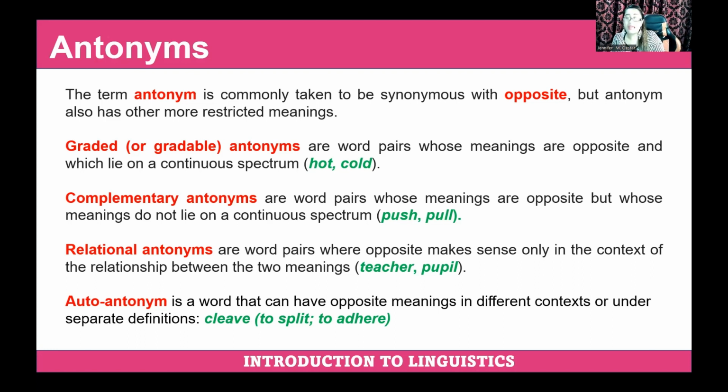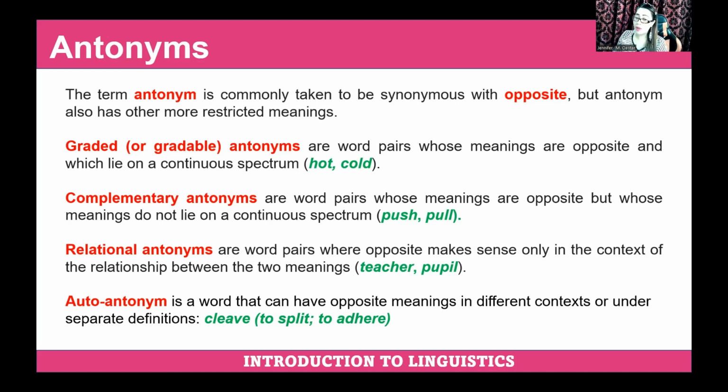Wala siyang leveling. Then, let's have the third, relational antonyms, which are words or pairs where the opposite makes sense only in the context of the relationship between the two meanings. So, ano ba ang opposite ng teacher? You know that a teacher is the one who teaches. Pero sino yung tinuturuan? What is the relationship of the teacher to the tinuturuan? You know that the tinuturuan is the pupil. Therefore, you show the relationship. Kung ikaw ay teacher, what is the opposite of the teacher? Yung tinuturuan or the pupil. So therefore, teacher is to pupil. Relational antonym. So, you look at the relationship. Specifically, applicable siya sa mga individuals or types of people.